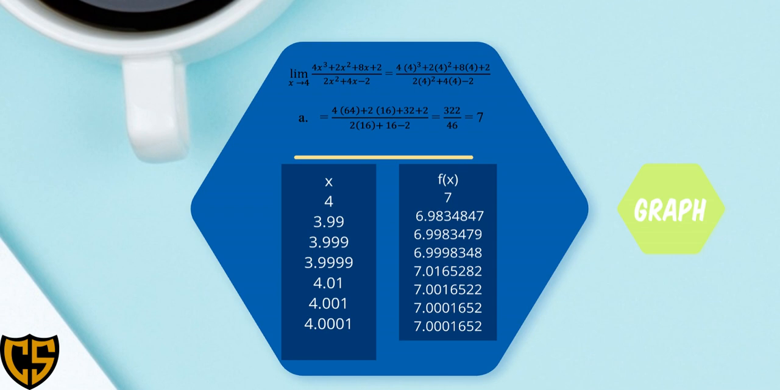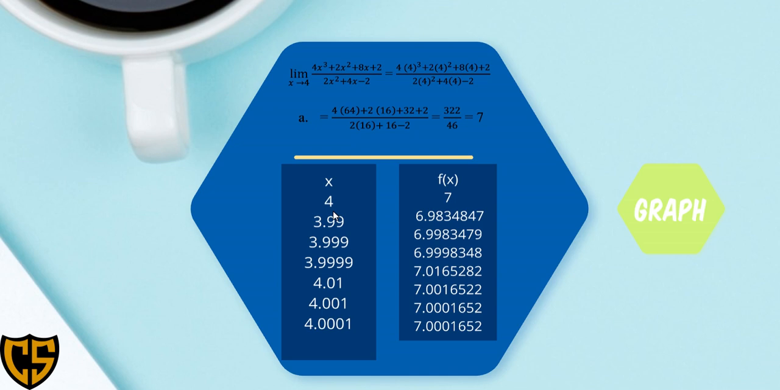Okay, another example. We are given the equation (x cubed + 2x squared + 8x + 2) over (2x squared + 4x - 2), and you are tasked to solve for the limit as x approaches positive 4. So you substitute values from the left and from the right. The values 3.9, 3.99, 3.999 are from the left portion of your limit. Then from the right, you have 4.01, 4.001, and 4.0001.